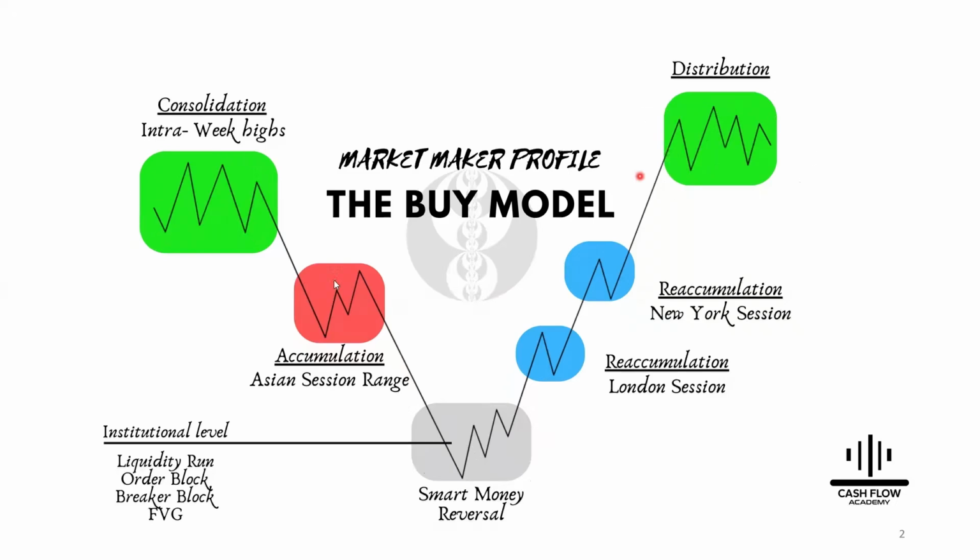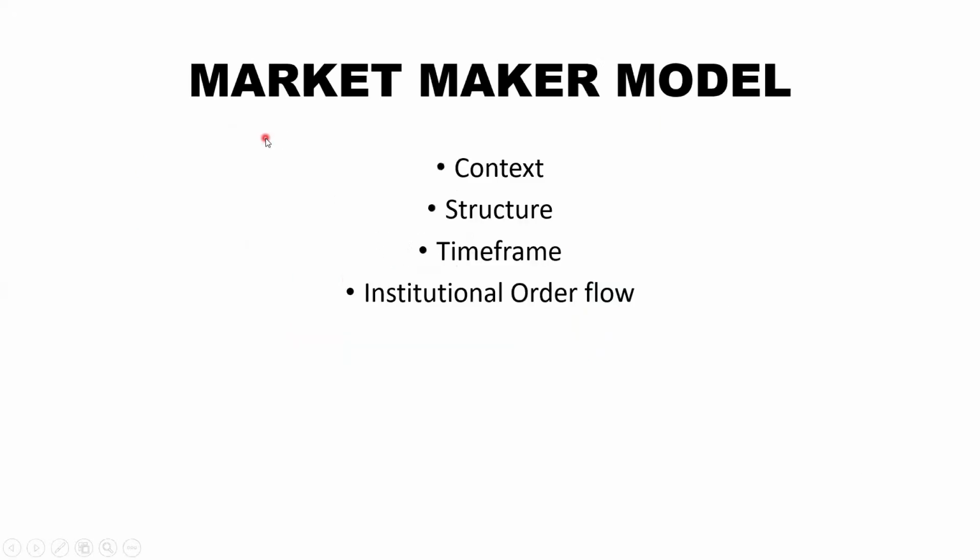All right. For a buy model, this side here is what we call the sell program. And then the other side is what we call the buy program. And the opposite is the same for a sell model. Now, there are four things you have to consider when it comes to identifying a market maker model.